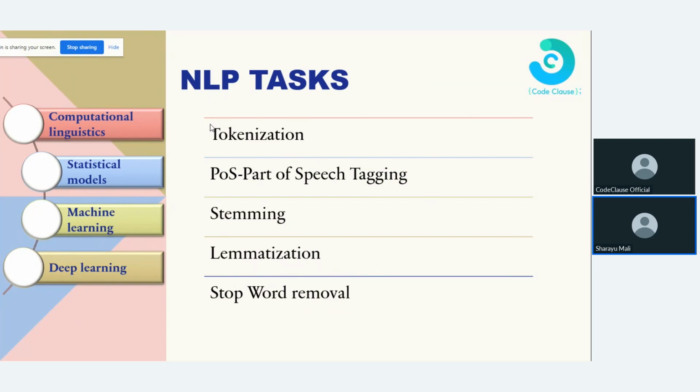So part of speech tagging is important to convert this unstructured text into a structured form. Also, when we have a text, there is a large amount of data coming in. So to reduce it, we use stemming, lemmatization, and stop word removal. So stemming is a process of cutting down the words into its stem form.